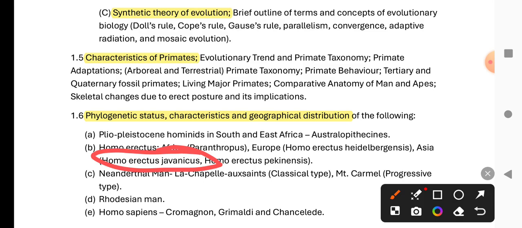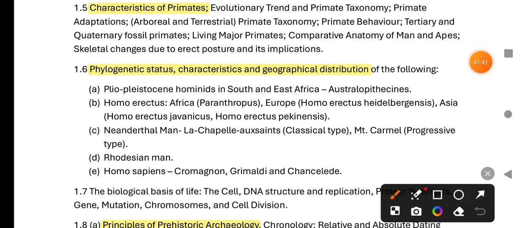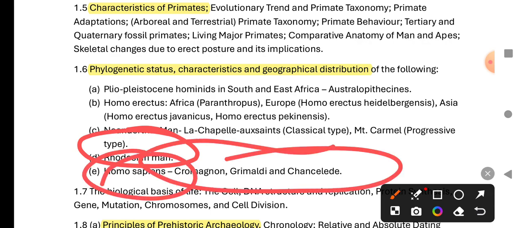We will see the various fossil evidences and their characteristics, like the characteristics of African Homo erectus, Neanderthal man, and Homo erectus pekinensis man. These are the physical as well as cultural features of these fossil apes or man. Next we will move to Rhodesian man and Homo sapiens. There are three types of Homo sapiens: Cro-Magnon, Grimaldi, and Chancelade.